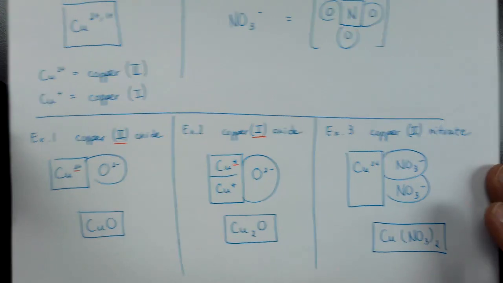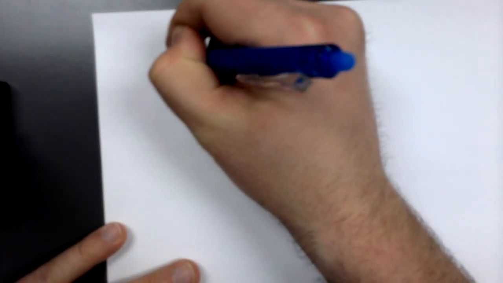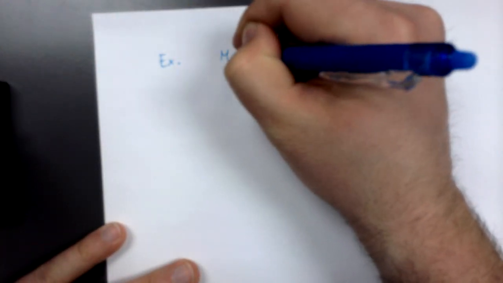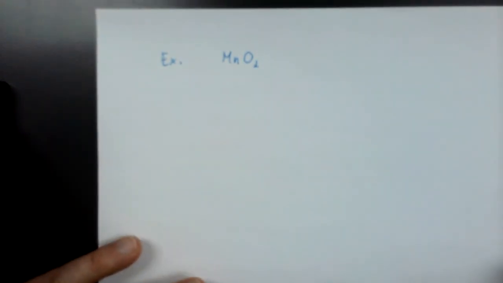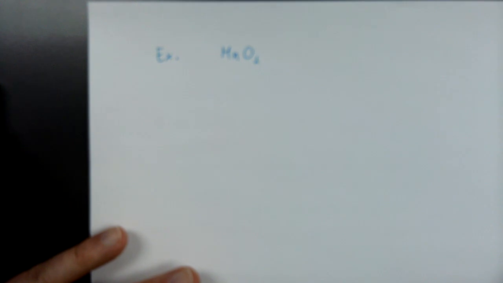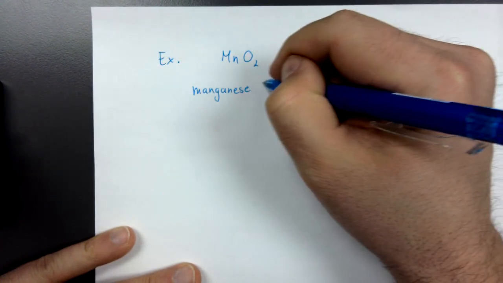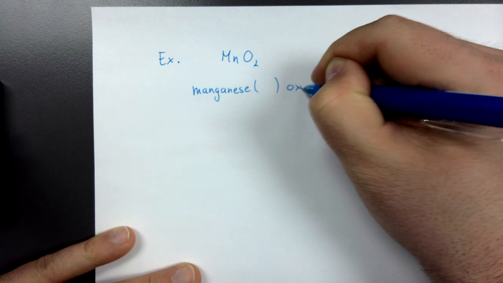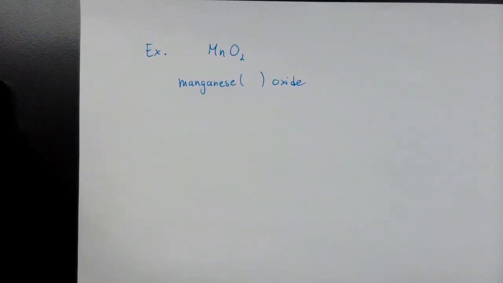Okay. All right, I'd like to do one in reverse, just so we can talk about it. Let's do an example of MnO2. Okay, so Mn is manganese, and O2, well, just O for now, is oxygen. So this thing is going to be called manganese something oxide.